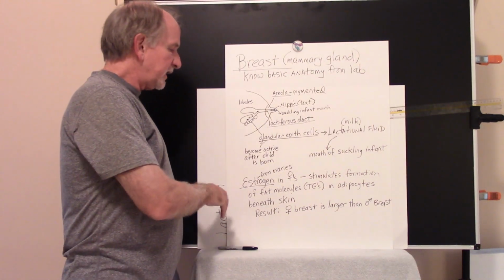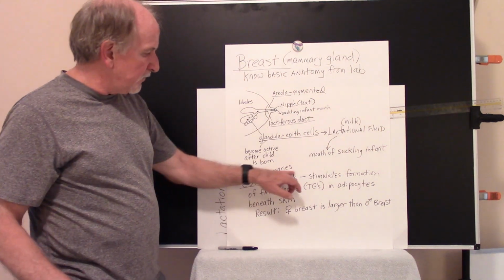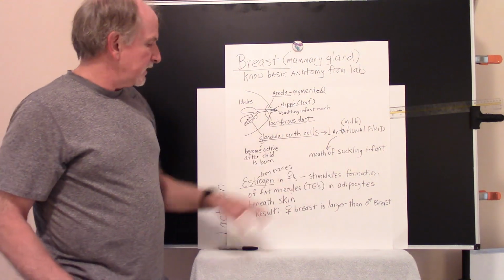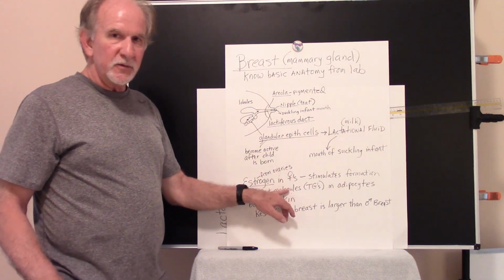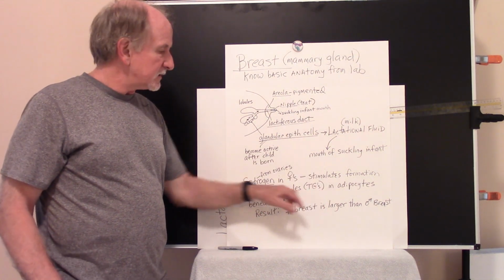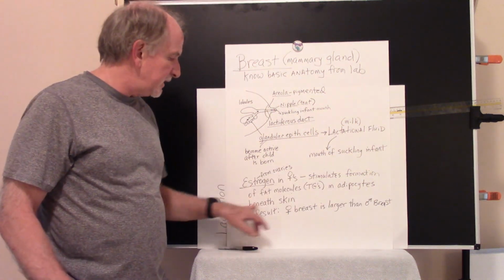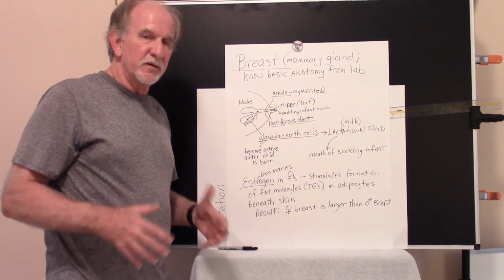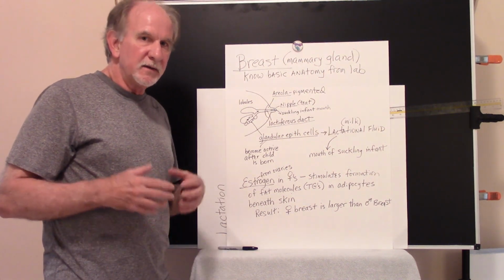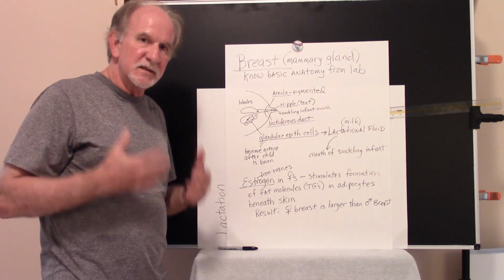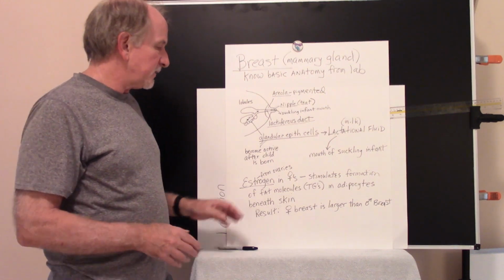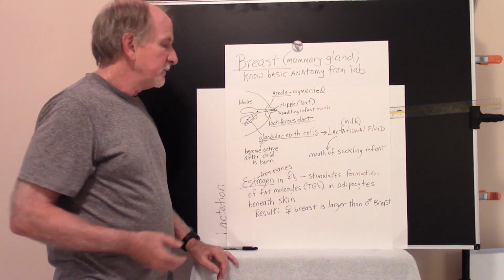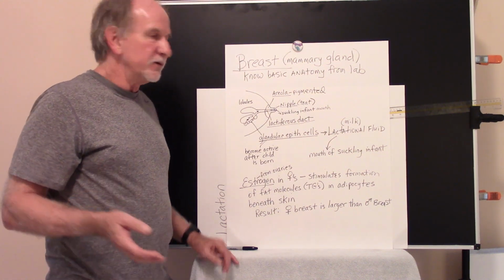So it turns out that estrogen from the ovaries in females will stimulate the formation of fat molecules, those would be triglycerides, in adipocytes beneath the skin of the breast. And the result of increased deposition of fat in adipocytes or fat cells beneath the skin of the female breast is that the female breast has more fat tissue associated with it, and as a result is larger than the male breast.